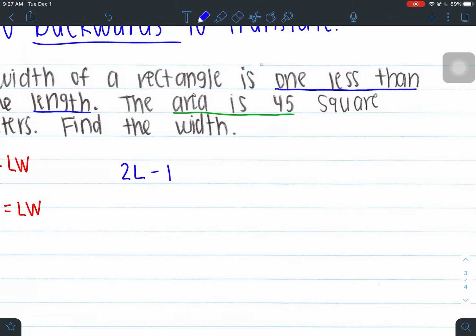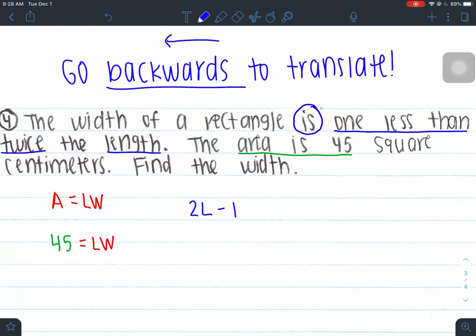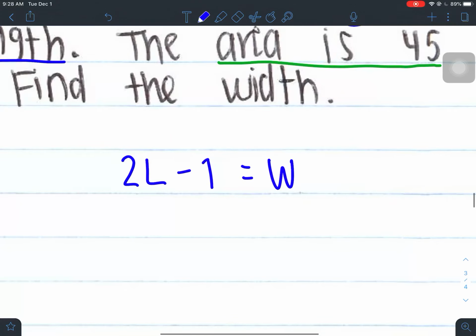So 1 less than, subtract, so minus 1. If it said more than, you would add. And then the next word that we see is "is," and that means equals. And then it says the width of the rectangle. So width is the next thing that we see, so width is going to be on this side. So again, translating is just go backwards. It makes it a lot easier. All right.